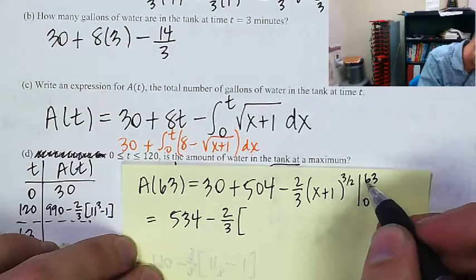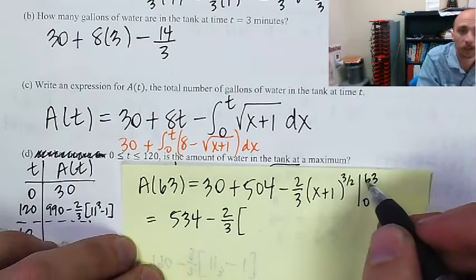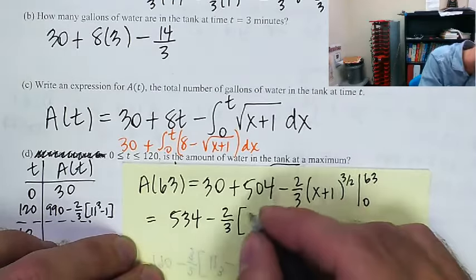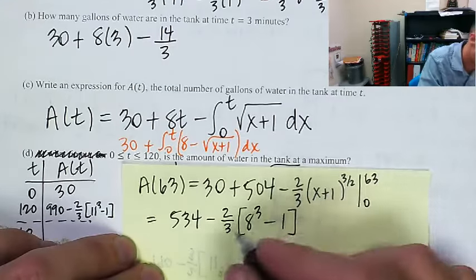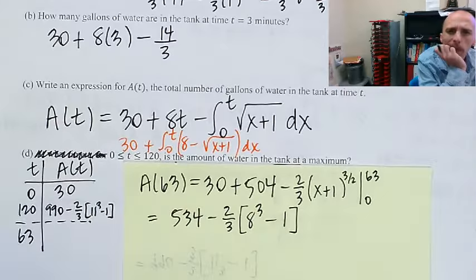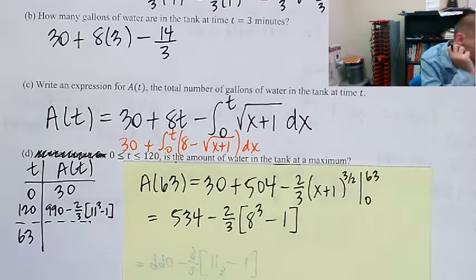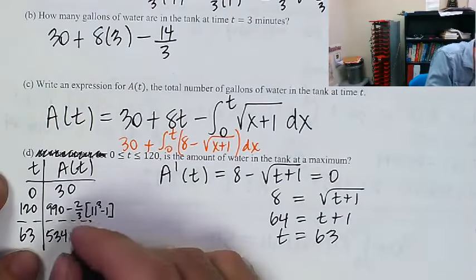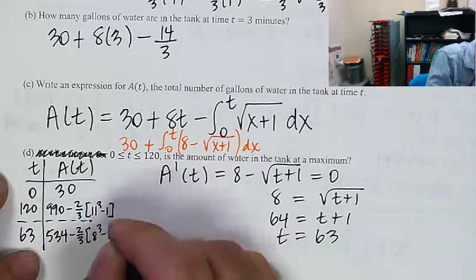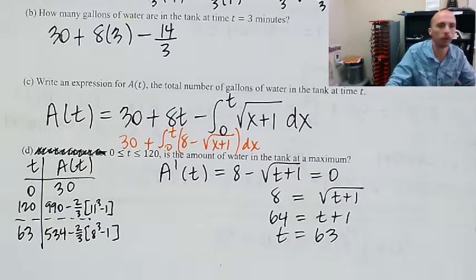Hold on, why am I tripping on this? Oh, yeah, I take the square root of 64, that's 8. I take that to the 3rd power, 8 cubed, minus, you plug in 0 and you get 1 cubed. I don't even know 8 cubed, although I could probably take a guess. I think it's going to be 2 to the 9, which is 512. That kind of makes sense. All right, I'll copy that in. 534 minus 2/3 of 8 cubed minus 1. I don't know how I'm supposed to know how to do this one without a calculator.